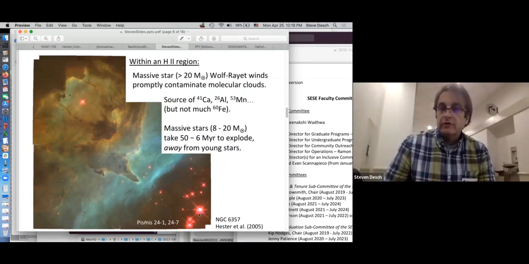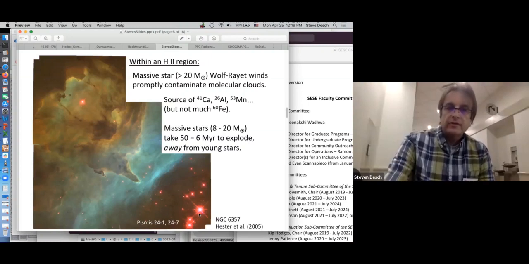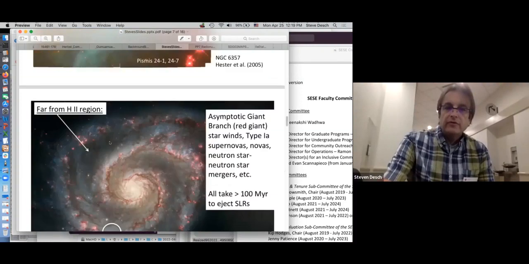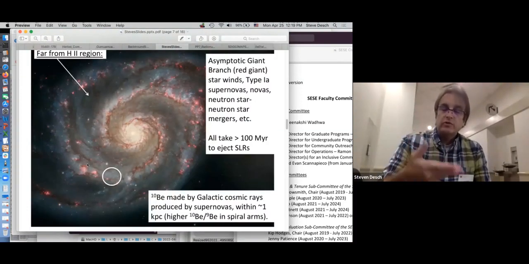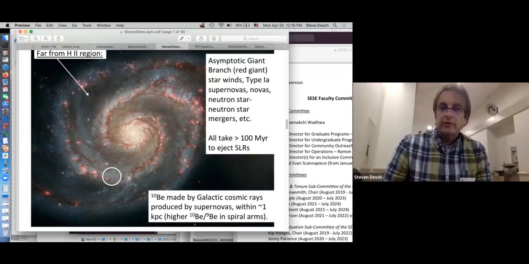Wolf-Rayet stars and the stars that go supernova after the winds, the massive stars, are very good sources of calcium-41, aluminum-26, and magnesium-53. These are all short-lived radionuclides. Not so much iron-60, and that's relevant later. So in these spiral arms, you have especially Wolf-Rayet winds, supernovas, and then you have this general galactic background of other radionuclides formed by other stellar nucleosynthetic sources.